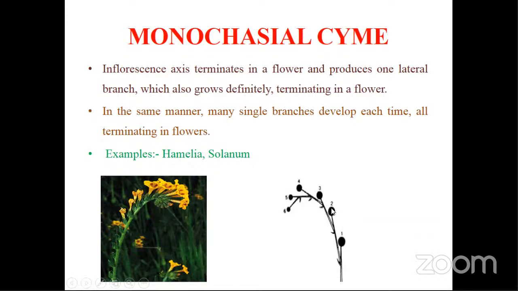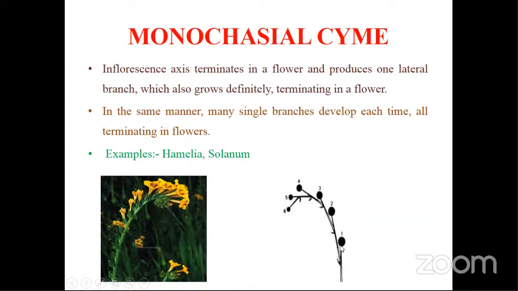Each time, how many branches are produced? One. So it is called monochasial cyme. Each time, the inflorescence axis terminates in a flower, and each time it produces only one flower. Okay, so this is monochasial cyme. The branches produced will be on either side or on one side.